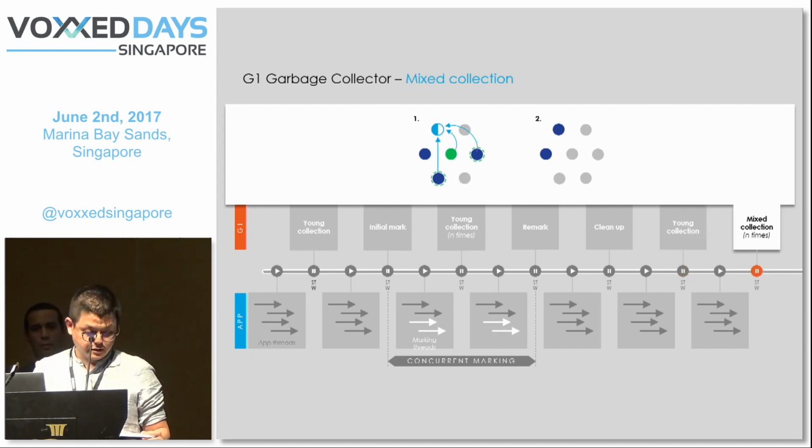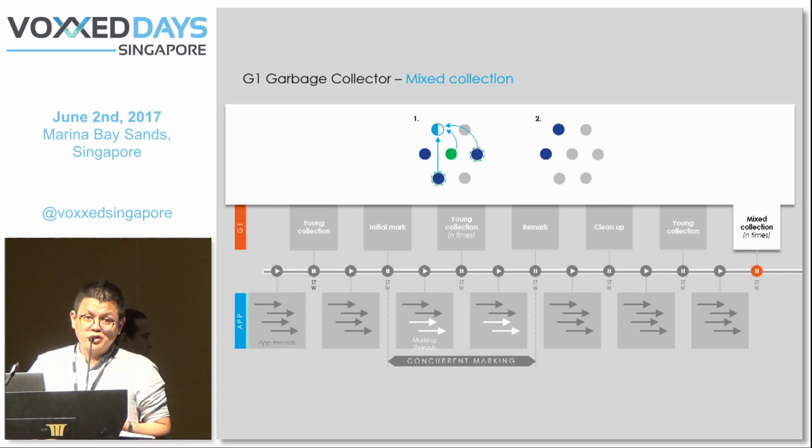Now finally, we have reached the point where the mixed collection can begin. Here G1GC will evacuate and collect the young regions as well as a set of O regions that it has identified. This process is going to happen a few times until all the O regions that G1 wants to collect are processed, at which point we are back to square one.